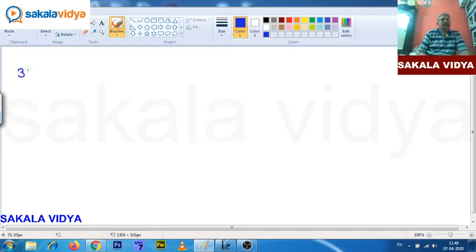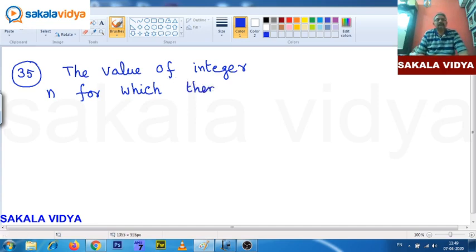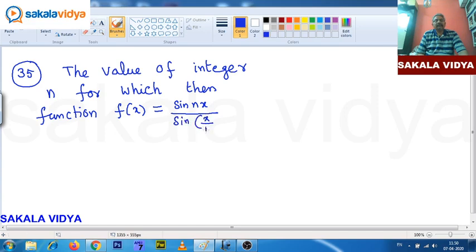Yes, 35th. The value of integer n for which the function f of x is equal to sin nx upon sin x by n has 4 pi as its period.